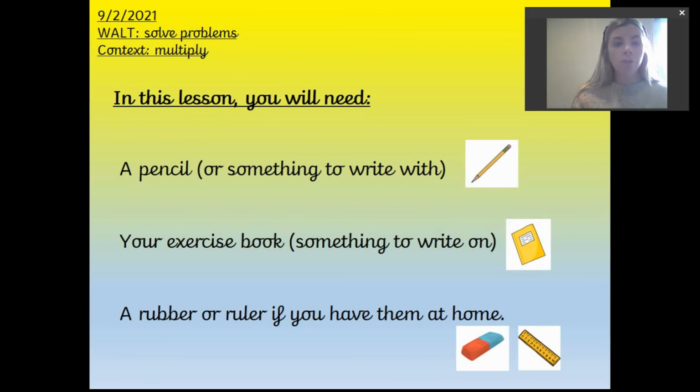Okay. So what you need in this lesson, much like yesterday, you need a pencil or something to write with. You need an exercise book or something to write on. And a rubber or ruler if you have one of those handy. If you don't, then don't worry yourself too much.